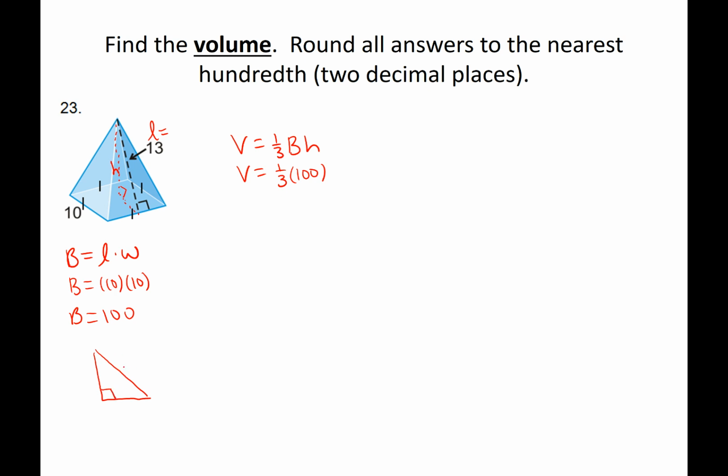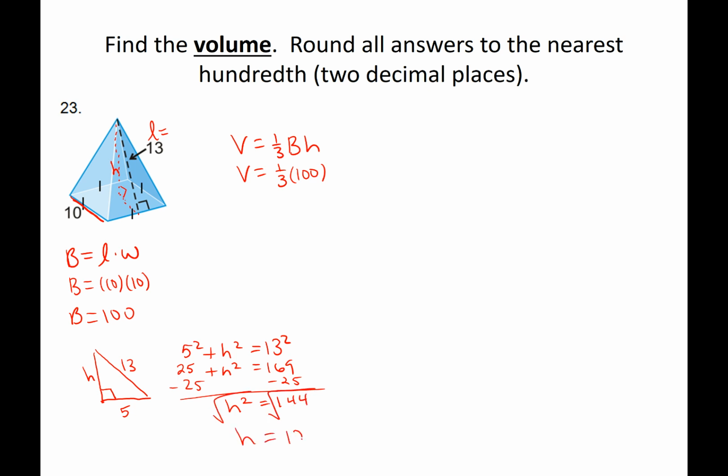This is inside the pyramid. I have 13 as the slant height. This is what I'm trying to find. And this point right there is basically the middle of the pyramid. Since we know one side is 10, this is going to be half of that distance, 5. I can do Pythagorean theorem. I can say 5 squared plus h squared equals 13 squared. And then I get 25 plus h squared equals 169. Subtract the 25 from both sides. H squared equals 144. Then square root, and I get h equals 12.